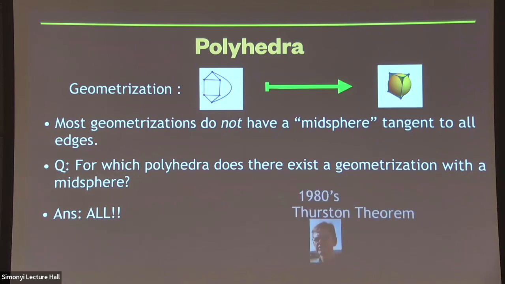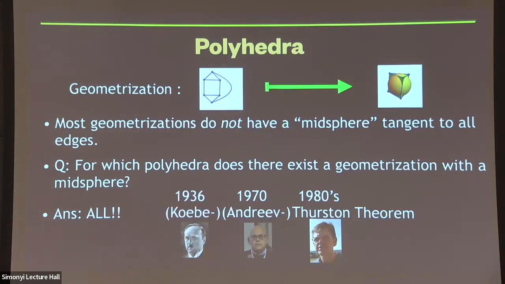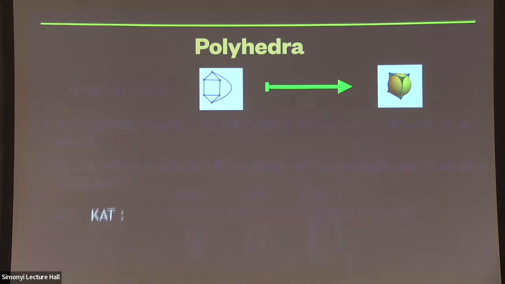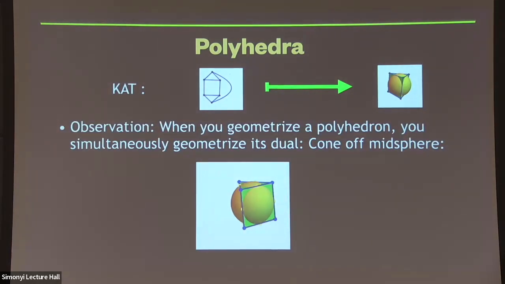This is a theorem. Thurston realized the power of this theorem in the 80s, but he traced it back to work of Vinberg's student Andreev. I don't know the exact history, but this is now known as the Koebe-Andreev-Thurston theorem. You can use ideas of Koebe from the 30s on uniformization to prove this. You give me a combinatorial polyhedron, and I will be able to produce for you a geometrization so that there's a midsphere.